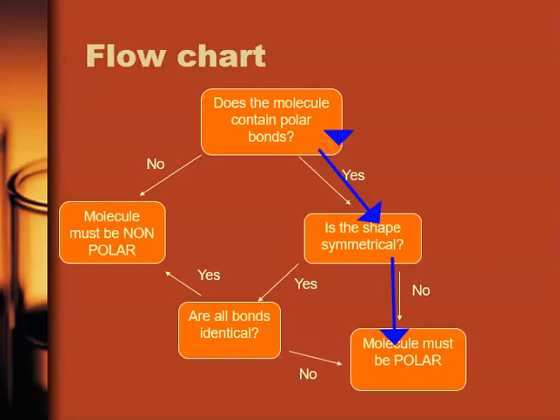And as soon as you see anything with a seesaw shape, a bent shape, a trigonal pyramid shape, etc., you can kind of automatically jump down to it must be polar. But good to think this through logically.